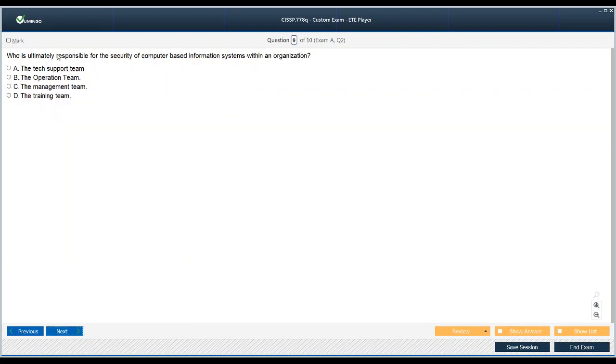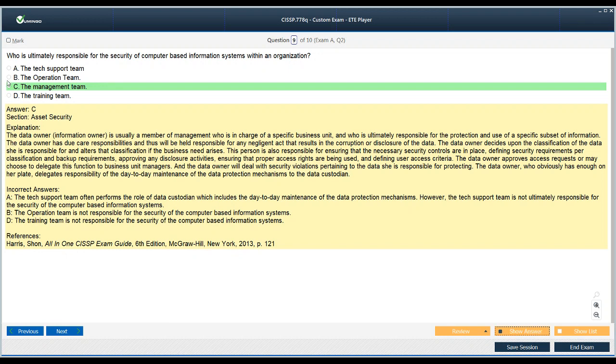That is right. Moving on, who is ultimately responsible for the security of computer-based information systems within an organization? We can have intermediate responsibilities, like on a daily basis we delegate some things, but the ultimate responsibility, if anything bad happens to the system, has to lie with somebody with the authority within the organization. A, a tech support team, nope. B, the operations team, probably not. C, the management team. This one is the highest authority. They have the most power, the decision makers. So they have the ultimate responsibility. So I'm going to go with option C, because option D is like the training team. They're not relevant here. That is correct.